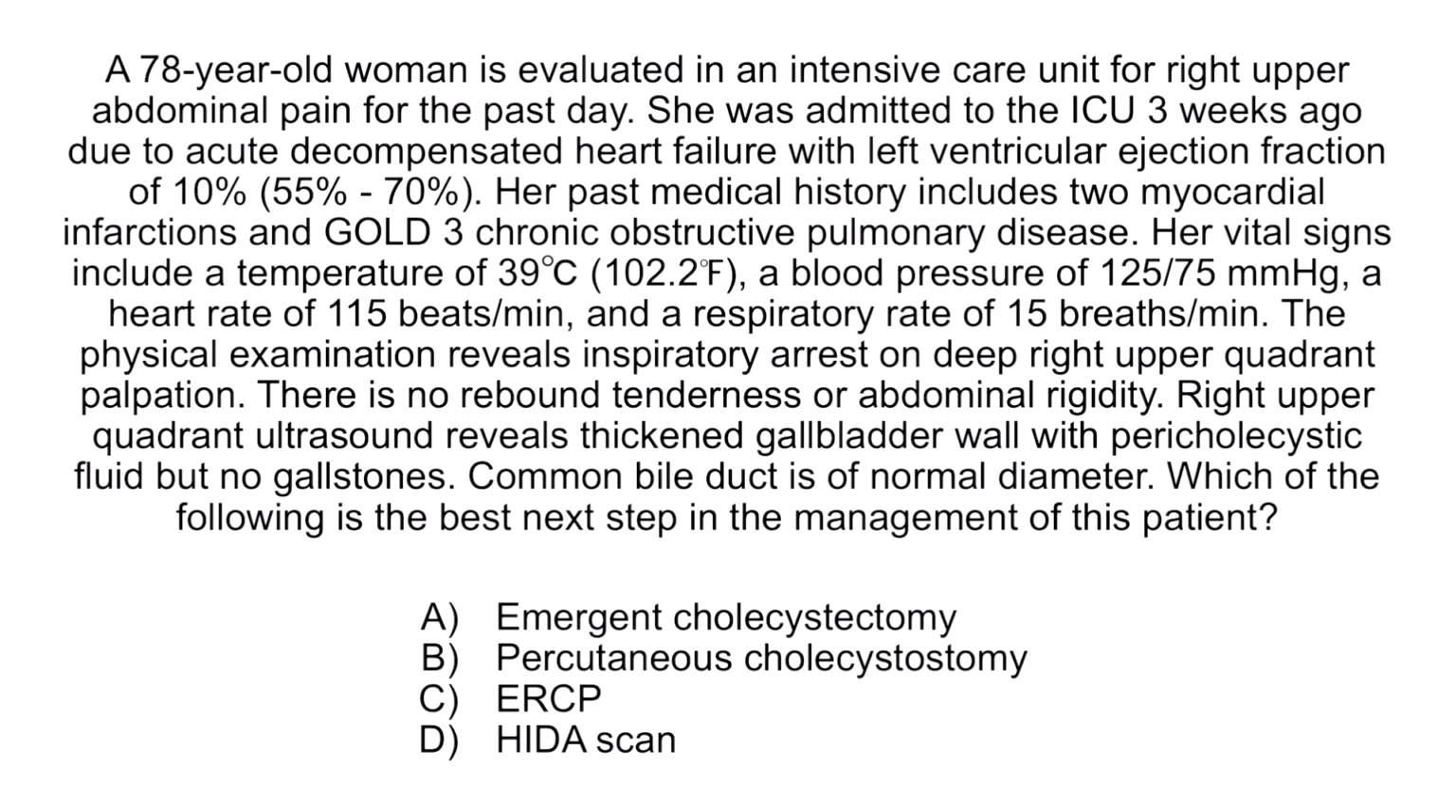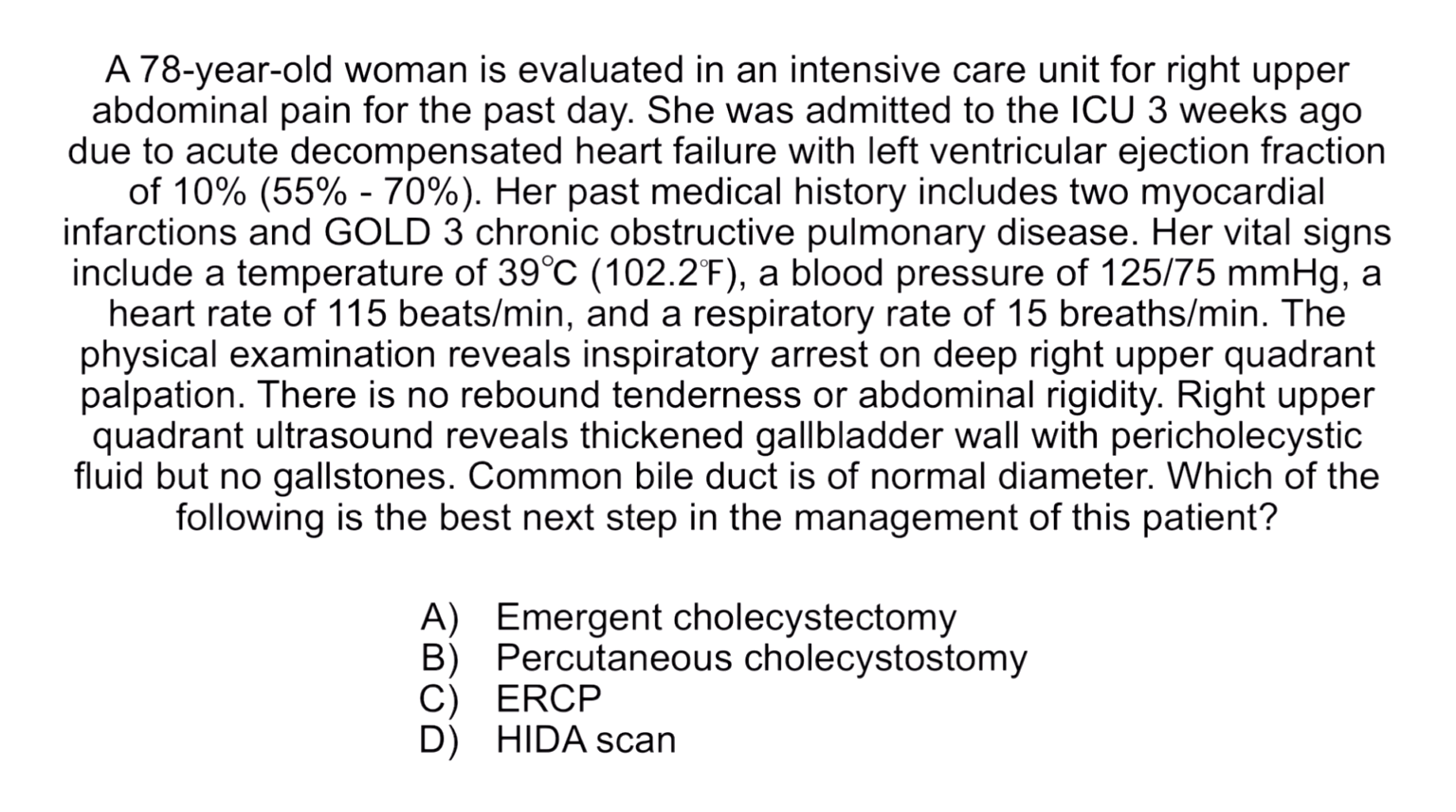A 78-year-old woman is evaluated in an intensive care unit for right upper abdominal pain for the past day. She was admitted to the ICU 3 weeks ago due to acute decompensated heart failure with left ventricular ejection fraction of 10%. Her past medical history includes 2 myocardial infarctions and GOLD 3 chronic obstructive pulmonary disease. Her vital signs include a temperature of 39 degrees Celsius, blood pressure of 125/75, heart rate of 115, and respiratory rate of 15.